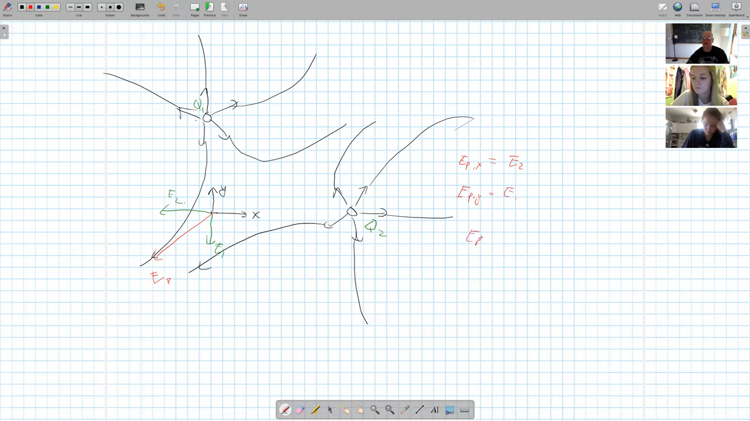So that means the magnitude of the total field at P is just going to be the square root of E2 squared plus E1 squared. So that's it. And then the angle is just going to be the inverse tangent of the Y portion, which is E1, divided by the X portion, which is E2. EP equals that. Okay, so not too bad. Nice and easy.